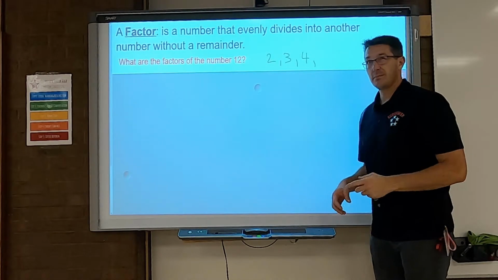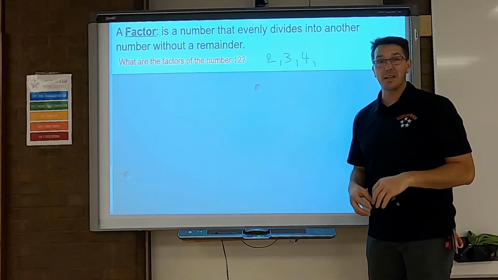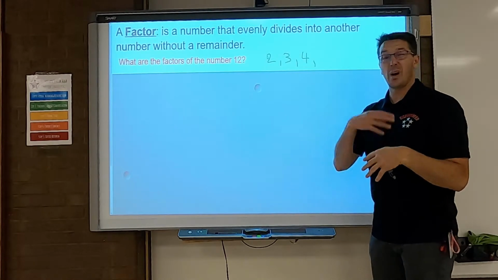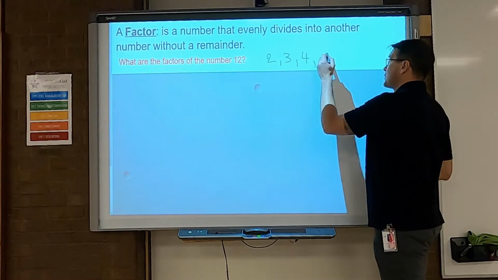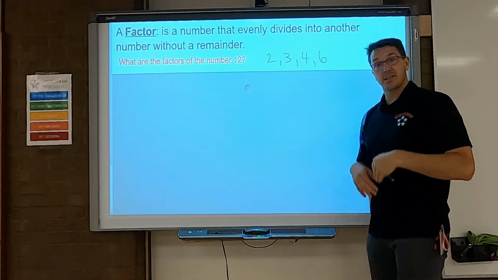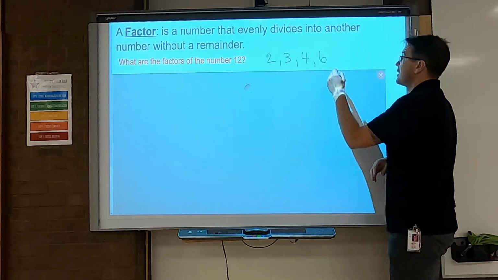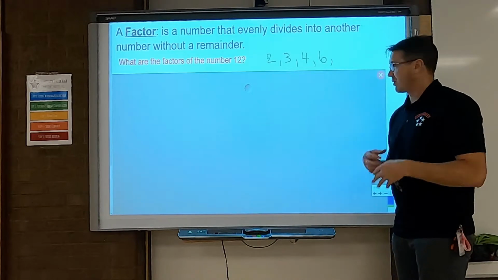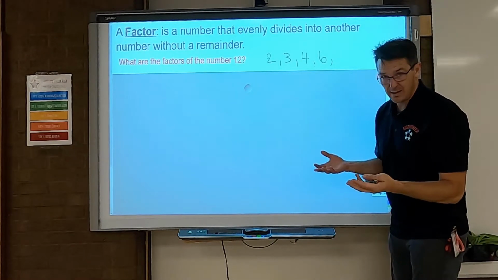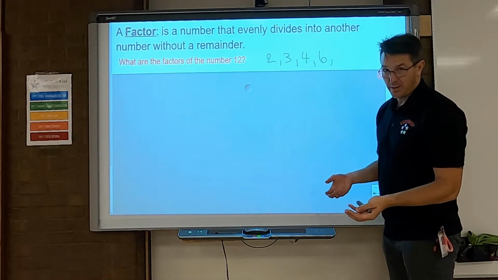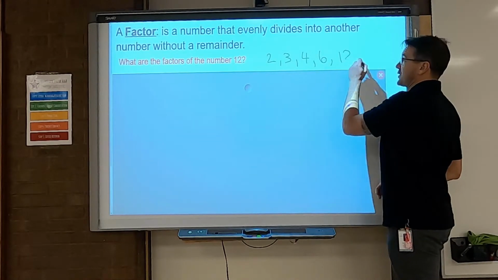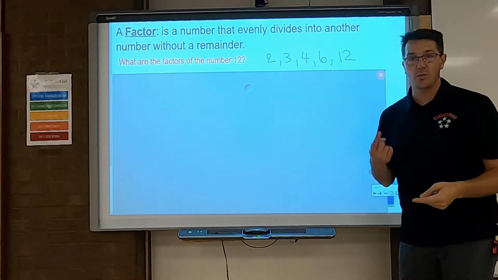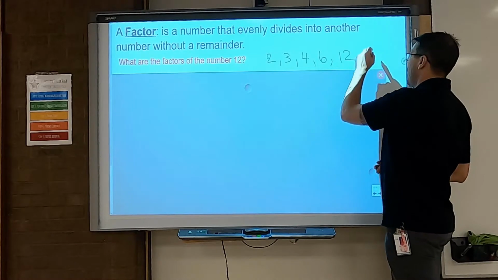Would 5 work? No, 5 doesn't go in evenly. Evenly means without a remainder, so you don't have any decimals. So 5 doesn't work. Would 6 work? 6 goes into 12 2 times. 7 work? No. 8? No. 9? No. 10? No. 12? Yeah, 12 is a factor of 12 because 12 goes into 12 one time. And 1 is also a factor.